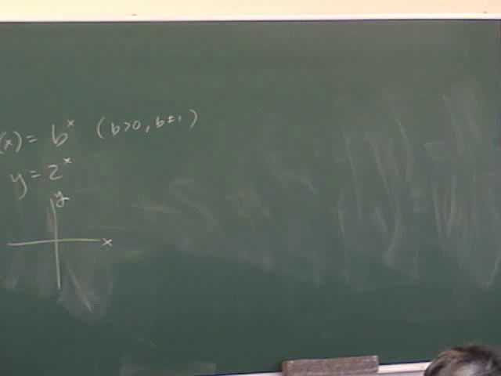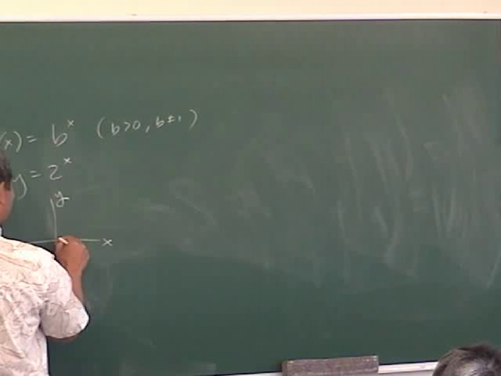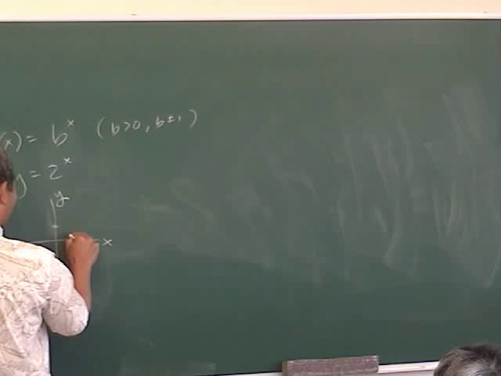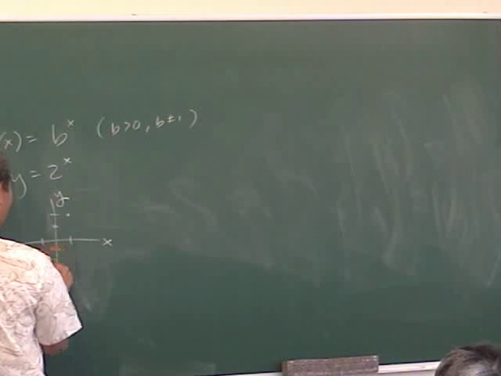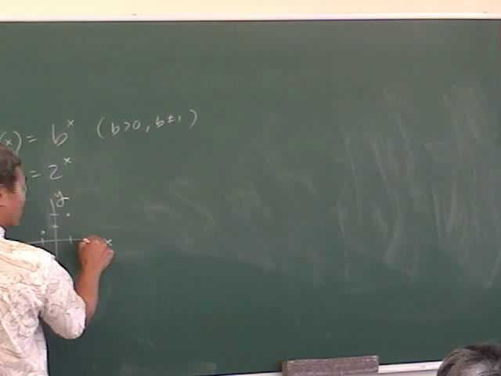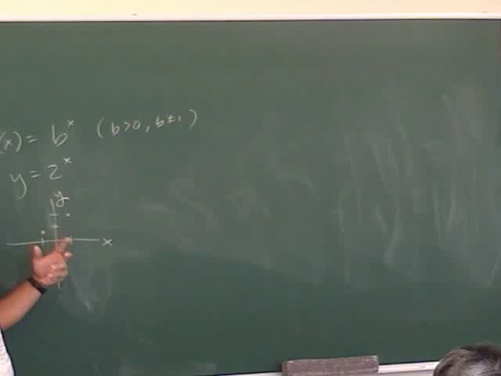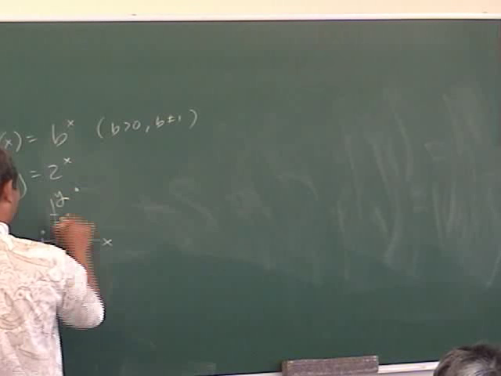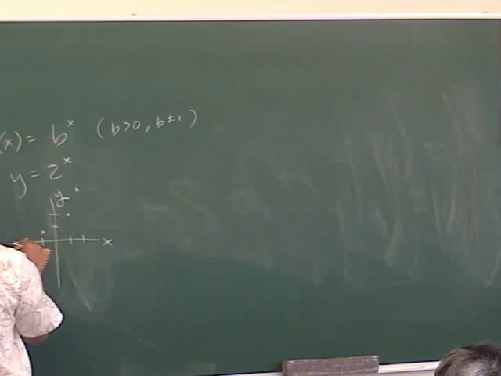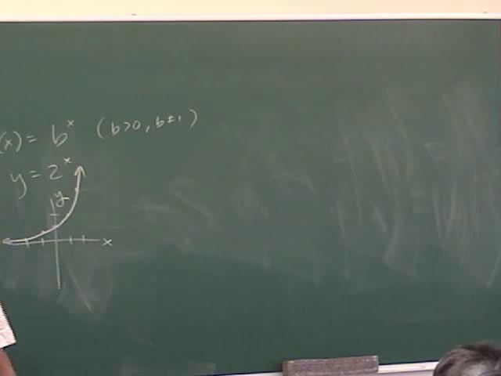Okay, if you don't know what the graph looks like, plot some points. Plug in 0: 2 to the 0 is 1. Plug in 1: 2. Plug in 2: 4. Plug in negative 1: 2 to the negative 1 means 1 over 2, so 1/2. Negative 2: 1/4. Okay, so it looks like this. That's a typical exponential function.